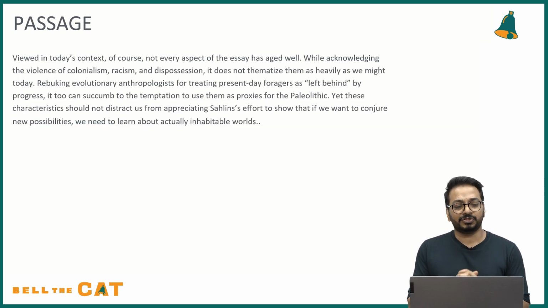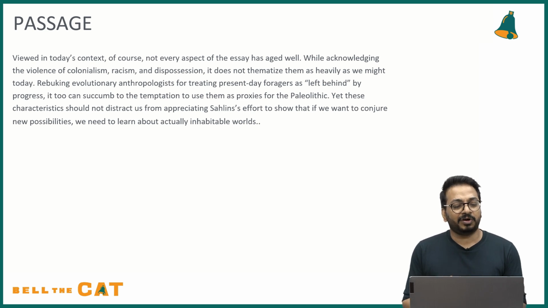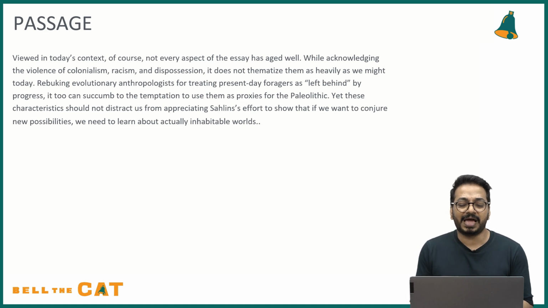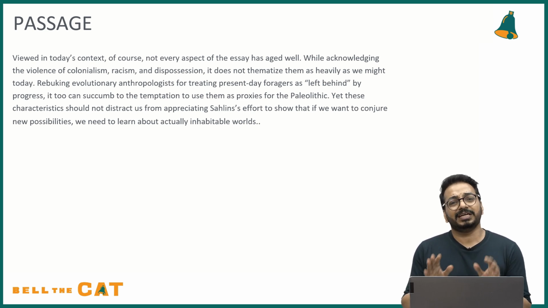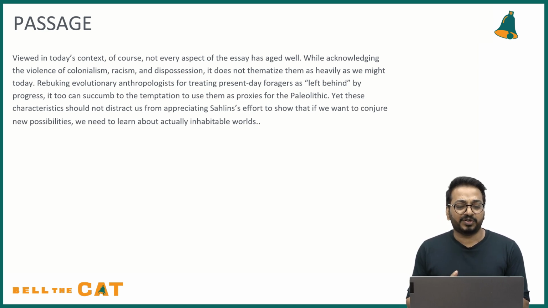"Viewed in today's context, of course, not every aspect of the essay has aged well." That means right now, if you evaluate the book, you cannot say that every part of the book is great. "While acknowledging the violence of colonialism, racism and dispossession, it does not thematize them as heavily as we might do today." So the one big problem is that not every aspect has aged well. If you look at it from today's lens, it acknowledges that colonialism was there, violence was there, racism was there, but it does not really make it a theme, right? It just acknowledges how these things were there. "Rebuking evolutionary anthropologists for treating present-day foragers as left behind by progress, it too can succumb to the temptation to use them as proxies for the Paleolithic."